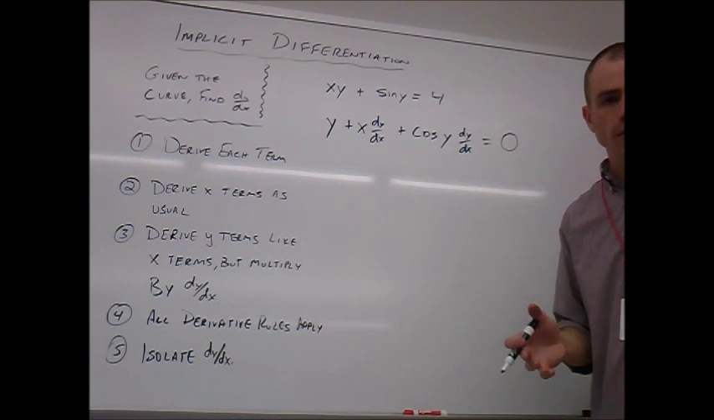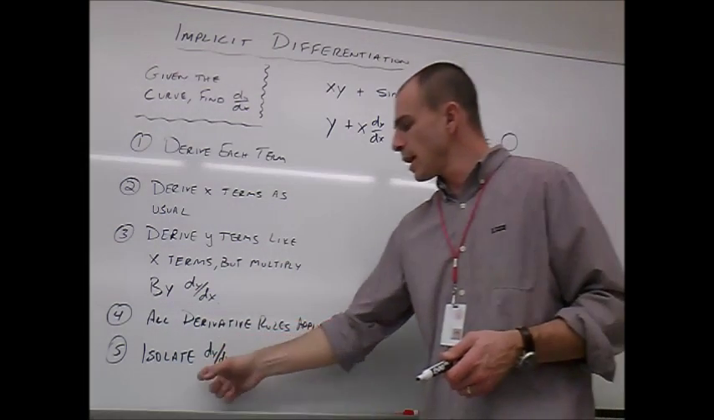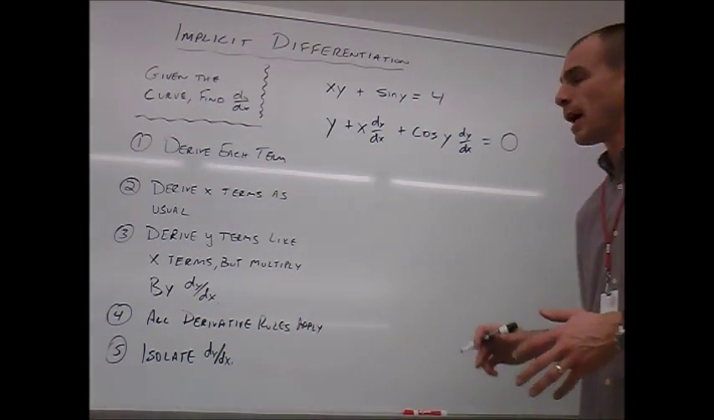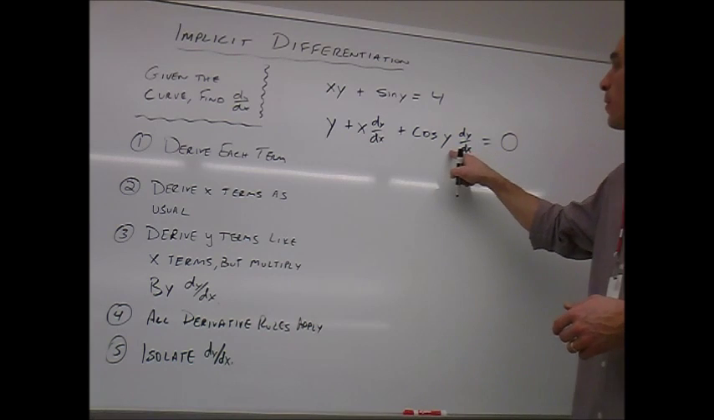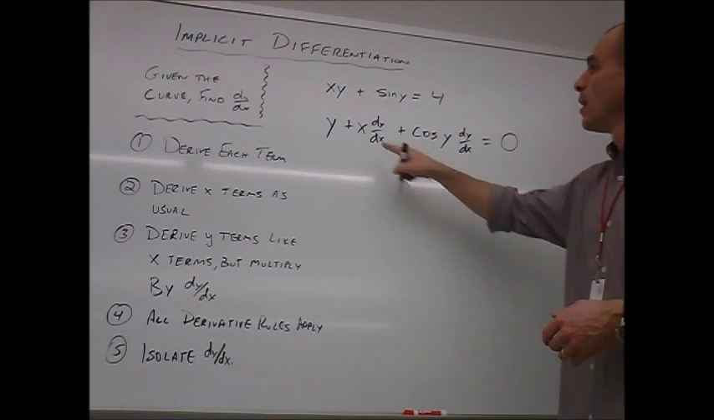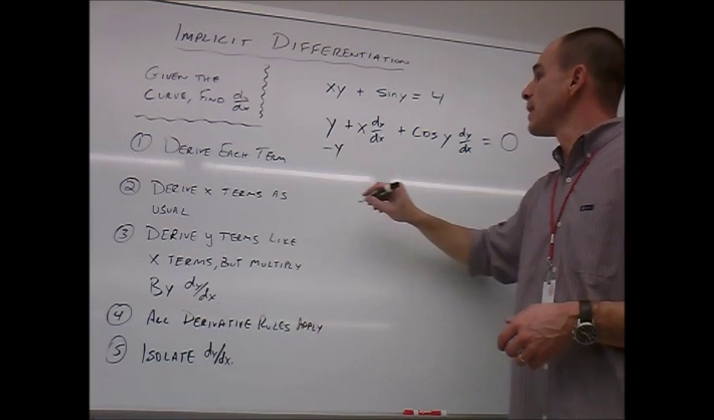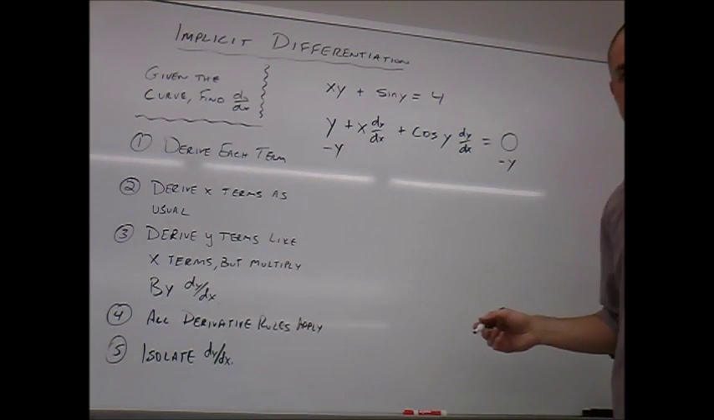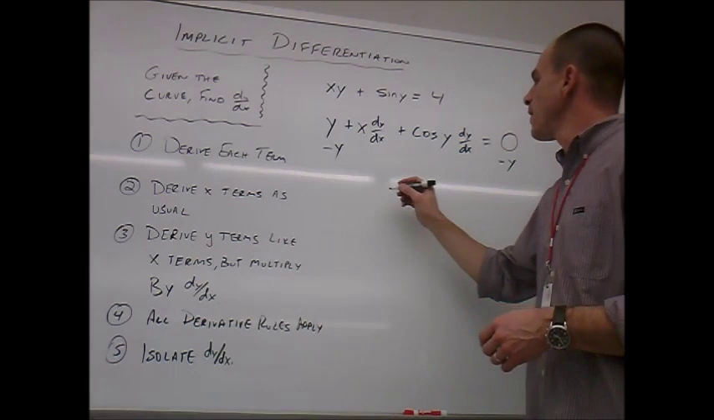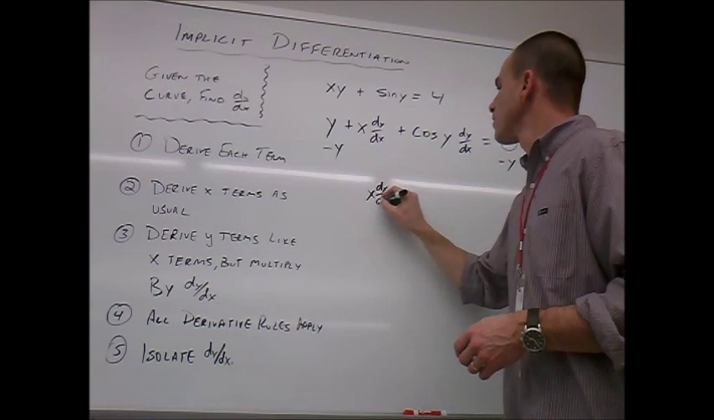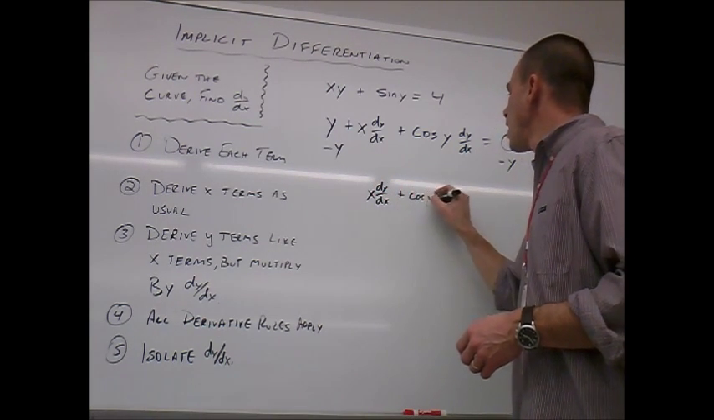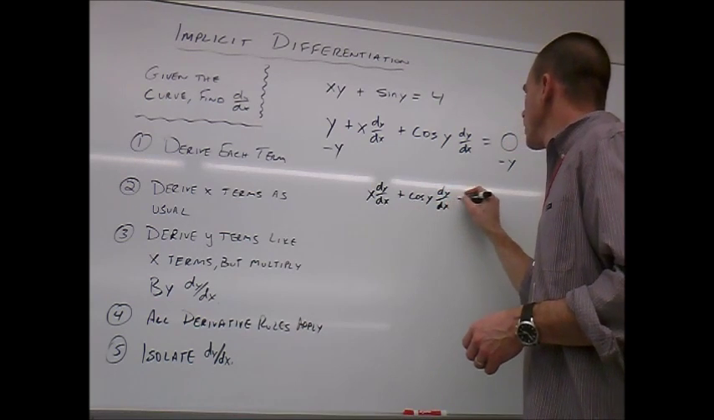And now we're just doing everything we've done before. We've got to get the dy/dx term all by itself, so we've got to isolate the dy/dx term. Well, this term has a dy/dx. This term has a dy/dx. This one does not. So we've got to start by getting it over to the other side. Piece of cake. And that gives us x dy/dx plus cosine y dy/dx is equal to the opposite of y.